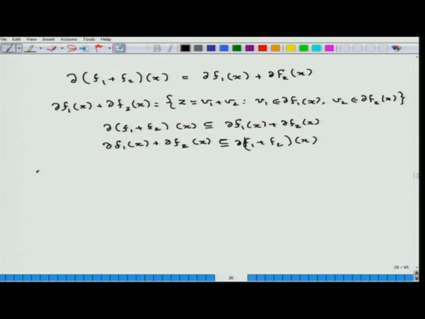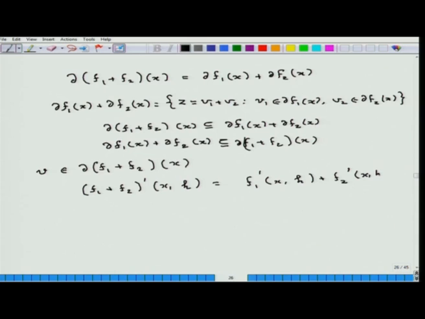See, if I take a v from this set, what would happen? Can I do something with it? Our idea would be to use the directional derivative and the fact that the directional derivative acts as a support function. The better idea would be to use this fact: if I take the directional derivative of f 1 plus f 2 at x in any direction h, then this is nothing but a simple calculation which you can easily do.